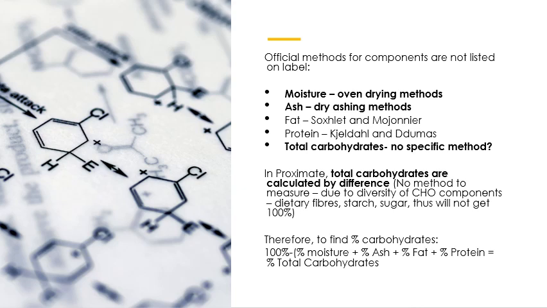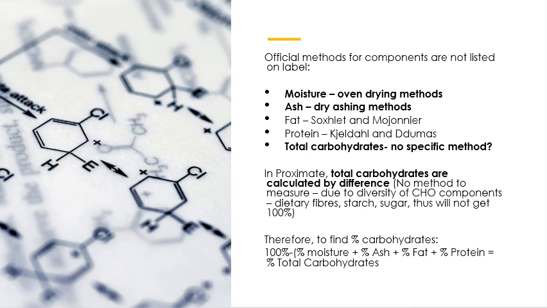are there any specific methods? Unfortunately, we don't have any specific methods. Because of that, in proximate analysis, to determine total carbohydrate, what you have to do is calculate the difference. In proximate analysis, we can measure the percentage of moisture, ash, fat, and protein. So what you can do is add up the percentages of these different components, and then deduct these sum values from 100.